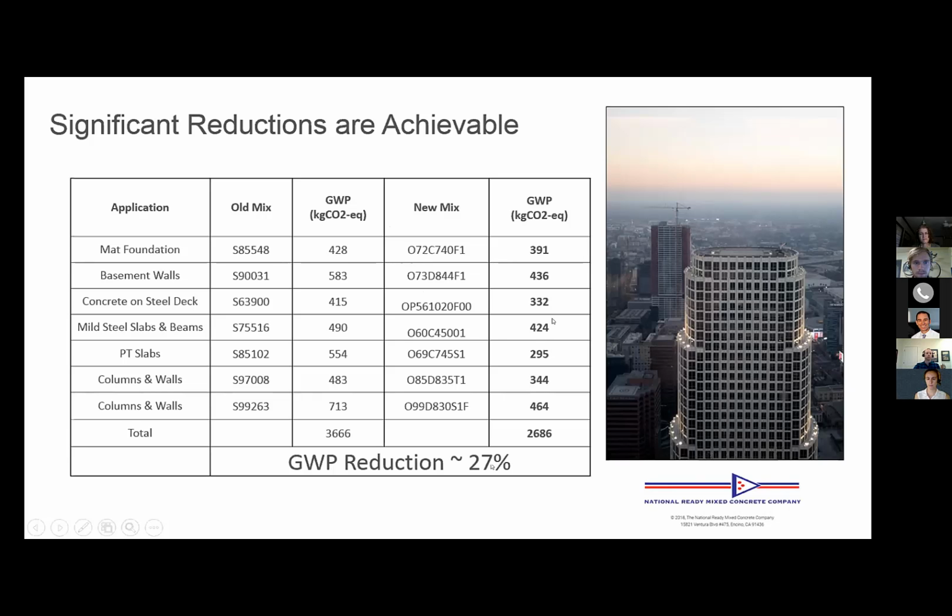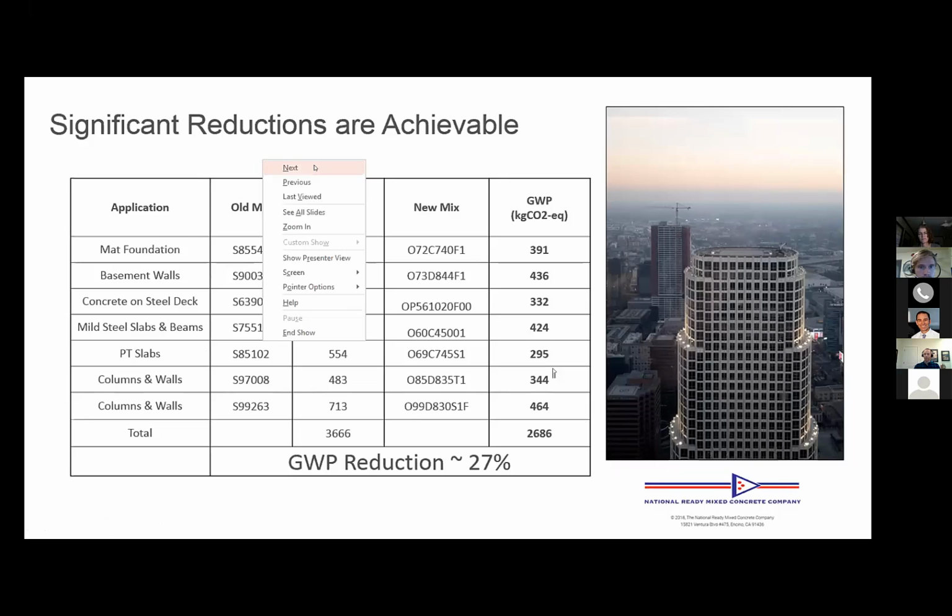But this is where you can talk in collaboration about trade-offs between, say, this mat foundation at 391 versus the PT slab, which has a much higher number. And it's like, well, if we can load this one up with SCMs and extend the age of the performance requirement, then we could back off on some of those replacements here so the contractor can turn forms in 2 or 3 days. So that's some of the exercises that we can do now.